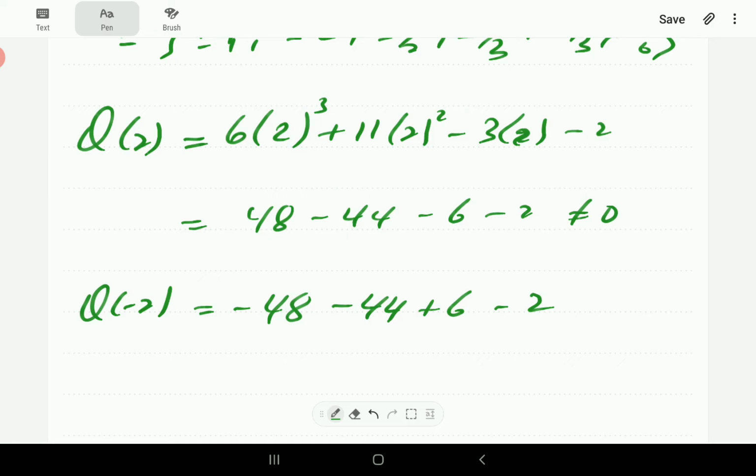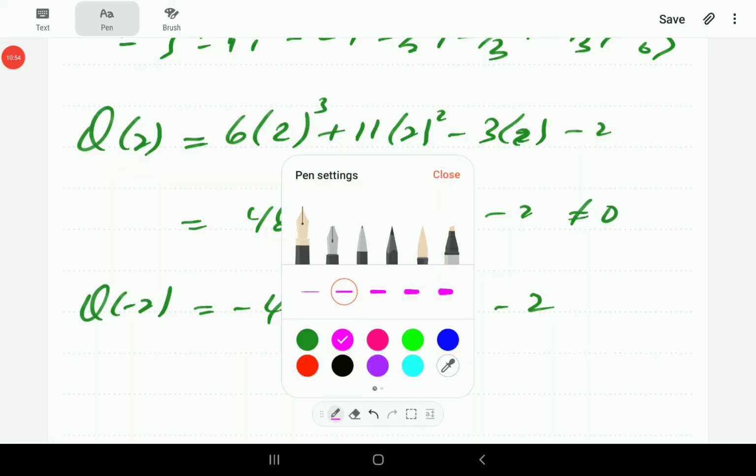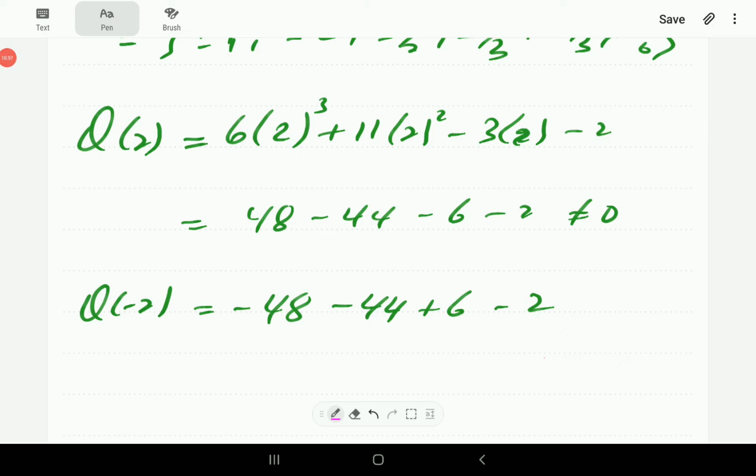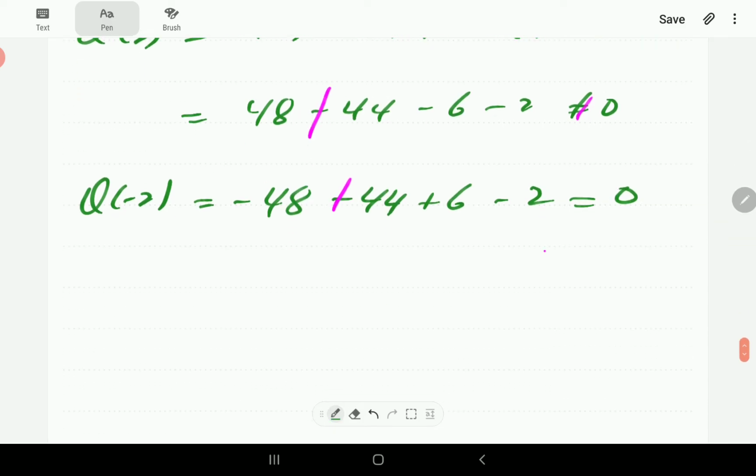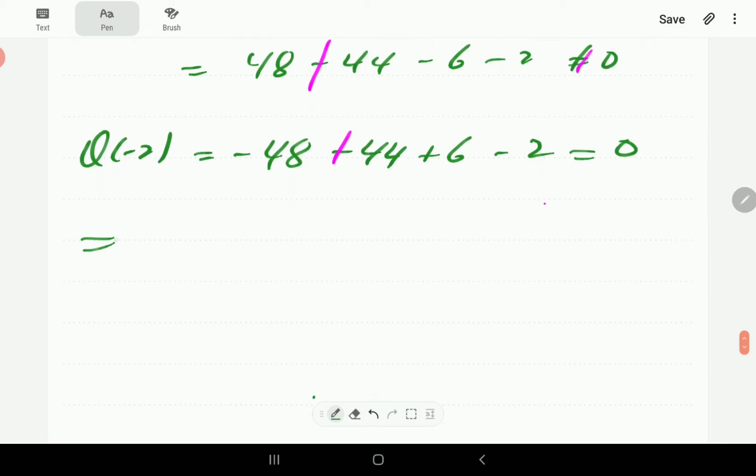Okay, sorry, there is a small error here. This one should be plus, but this still remains non-zero, but it means this should still be plus. So if we take the plus ones, you're going to have 44 plus 6, which is 50. The negative ones, minus 48 minus 2, which is 50 again. So this is equal to 0.